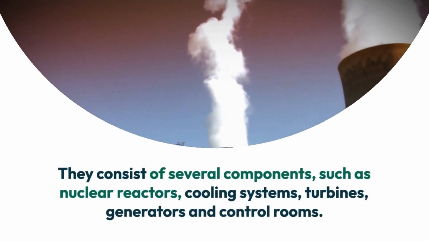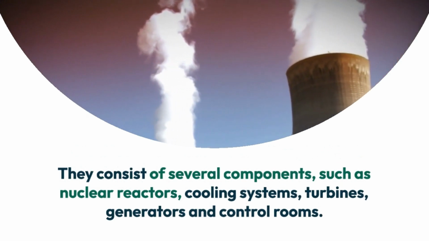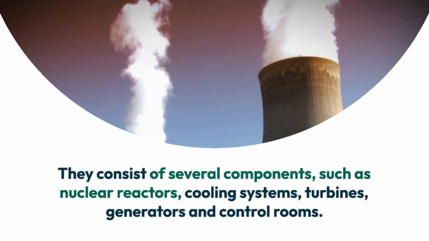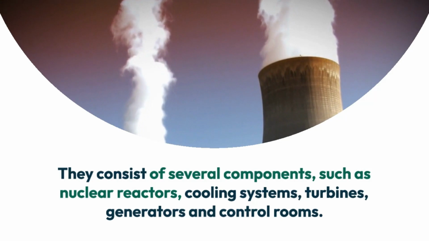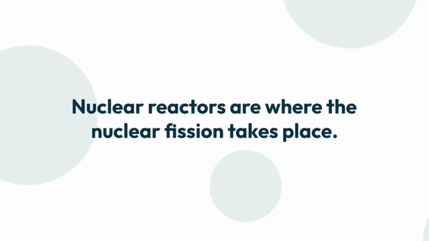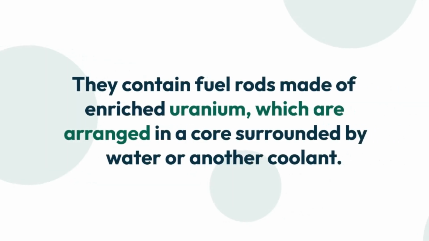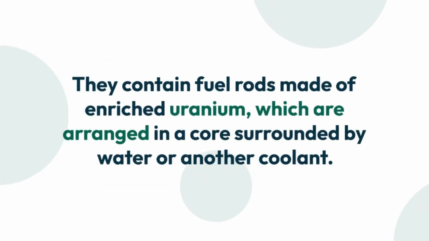They consist of several components, such as nuclear reactors, cooling systems, turbines, generators, and control rooms. Nuclear reactors are where the nuclear fission takes place. They contain fuel rods made of enriched uranium, which are arranged in a core surrounded by water or another coolant.